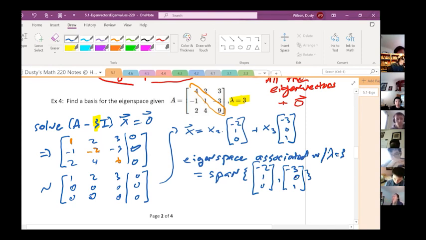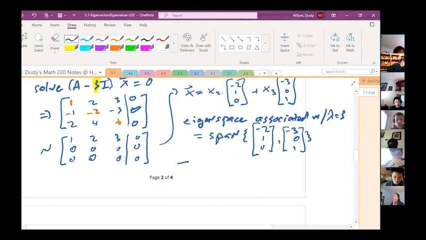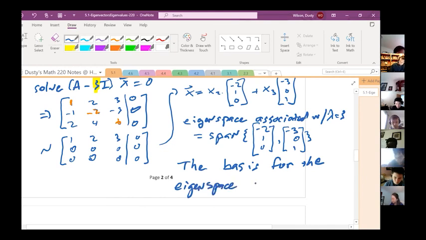So this is our eigenspace. That's the whole space, and so we might ask for a basis for the eigenspace. It would be just the two vectors.